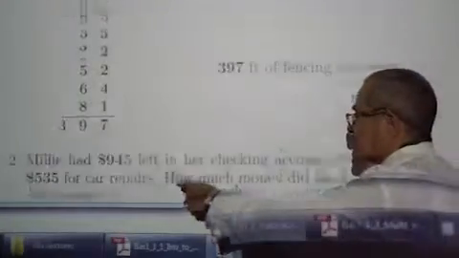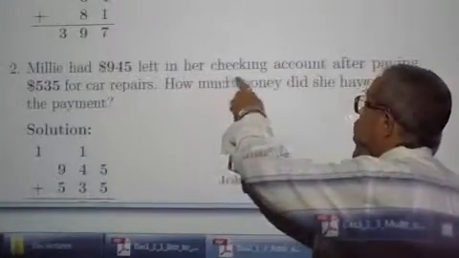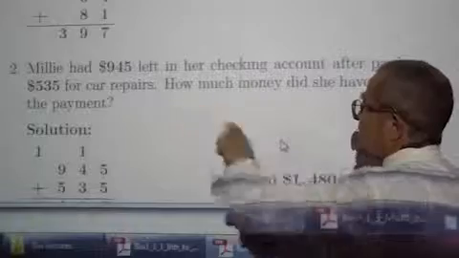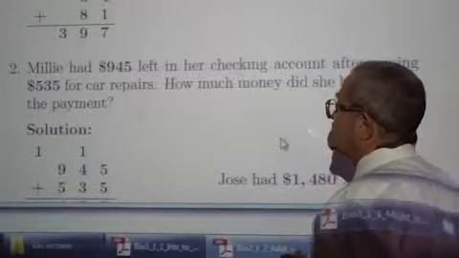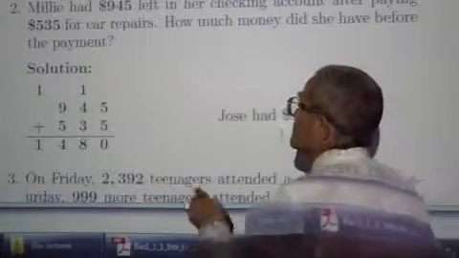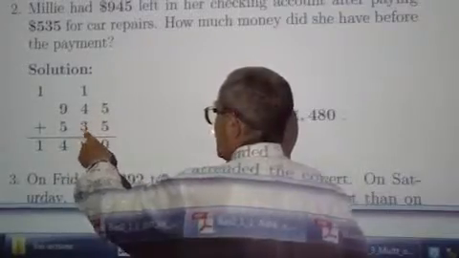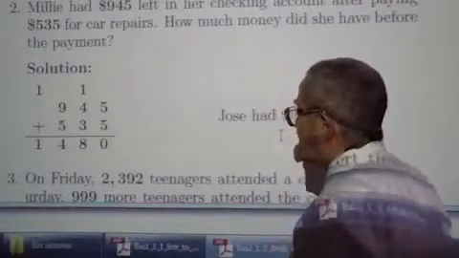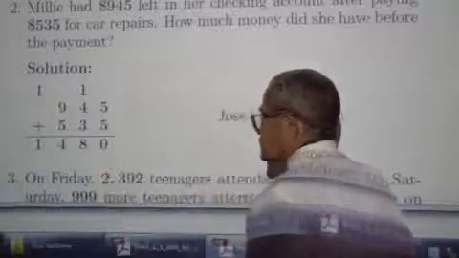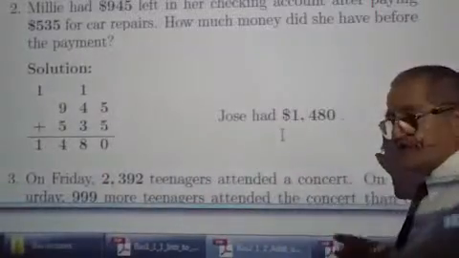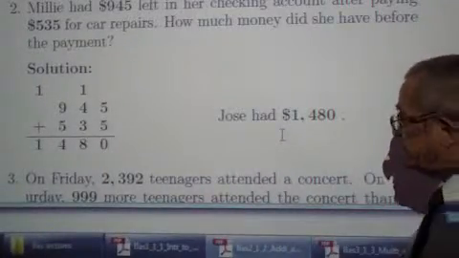Then Millie had $945 left in her checking account after paying $535. How much did she have originally? Well, the $945 plus the $535, which is $1,480. If you find a mistake or a misprint, please let me know.